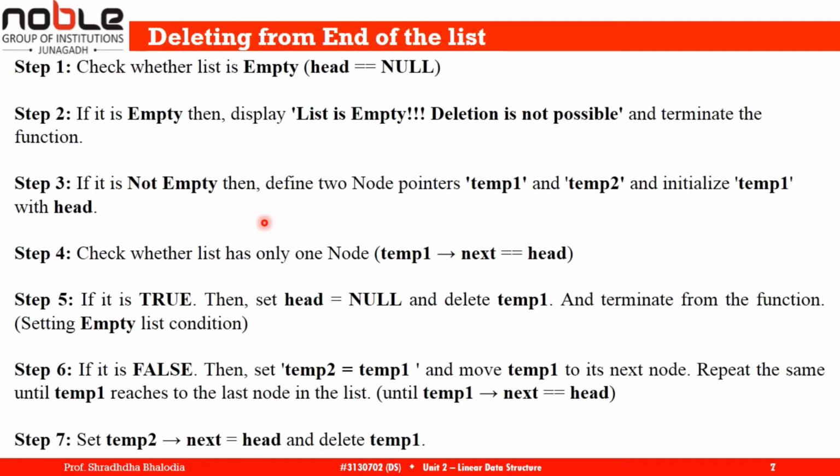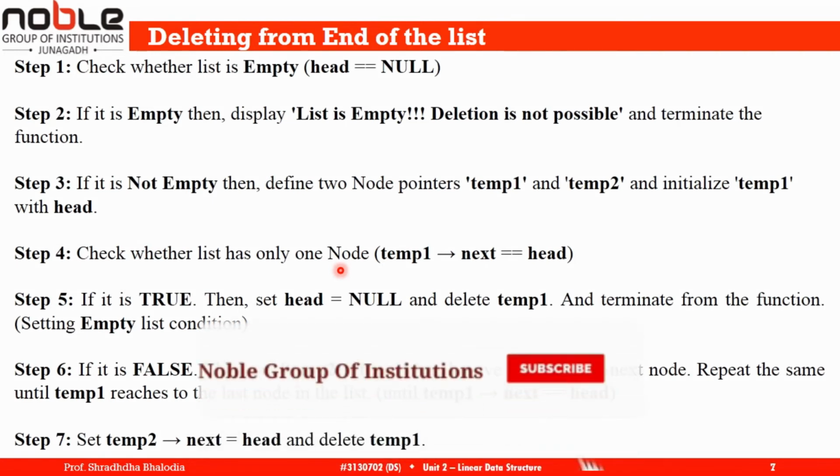If it is not empty, then define two node pointers, temporary 1 and 2, initialized with head. Now check whether the list has only one node. It means if the list has only one node and we are deleting this particular node, then the list becomes empty again.